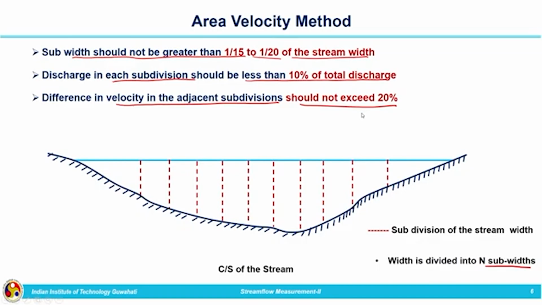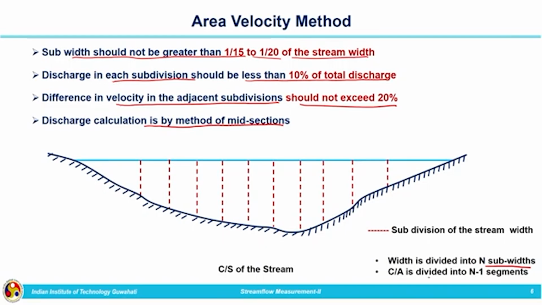So, these conditions should be taken into account while dividing the width of the river. Now, the discharge calculation is done by the method of midsection. So, each width is again divided at the midpoint. The method which we are using for the computation of discharge is based on the method of midsection. That is why we need to divide each width at the midpoint.